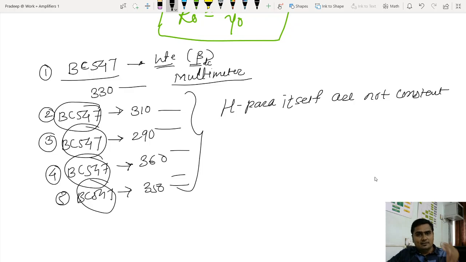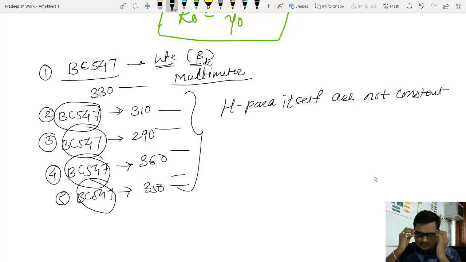Is it? If HFE is not constant, obviously the equations where I am using that HFE will change. I'll get different values for RI, RO, AV, AI. Is it? So the H parameters are not constant by themselves, so when we use them in any other equation, obviously we'll get a different value. And that's why practically we need to find some other solution.